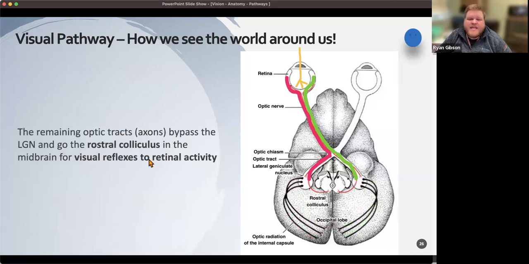Now, we did take a few of our axons and we're going to put them into the rostral colliculus. The rostral colliculus is in the midbrain and is what's responsible for visual reflexes to retinal activity, right? If you are walking down the street and someone shines a flashlight on you, what are you doing? Well, you're going to respond. Well, they shouldn't say anything because then that's a whole different part of the brain.